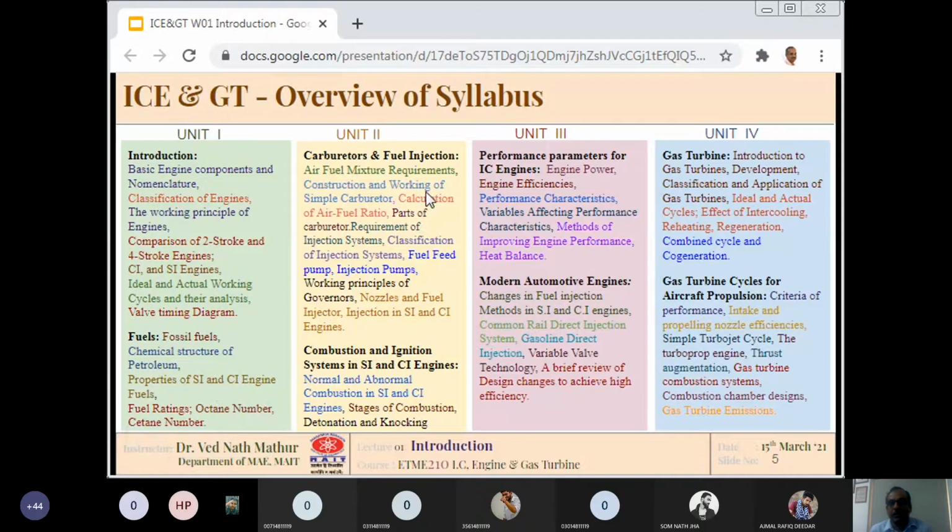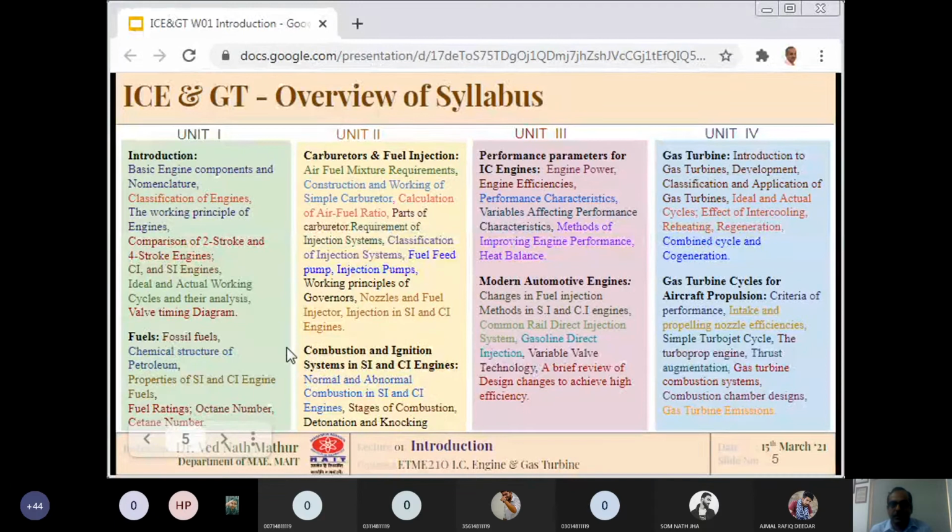Then the second unit is on carburation and combustion. Again, the first part is about air fuel mixture requirement and the carburetor. There is a numerical portion, calculation of air fuel ratio. We'll be solving a few numericals to find out how to design the venturi of the carburetor or the fuel injection for a given air fuel ratio. Then construction of the carburetor and fuel injection system, fuel pump, injection pump, working principle of governor, nozzles and fuel injectors, and injection in SI and CI engines.